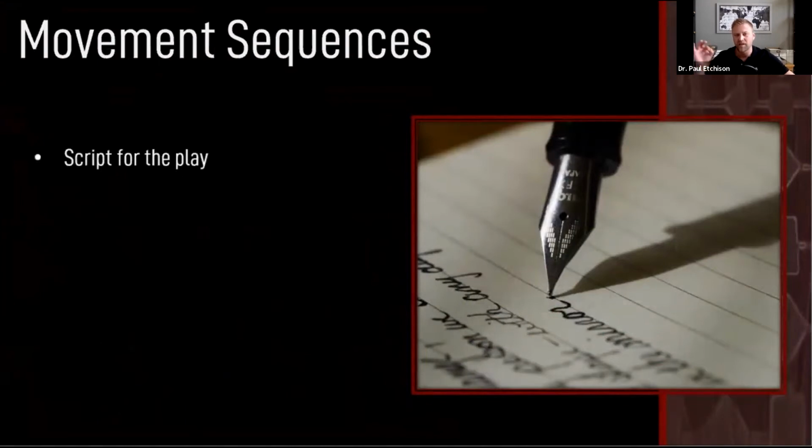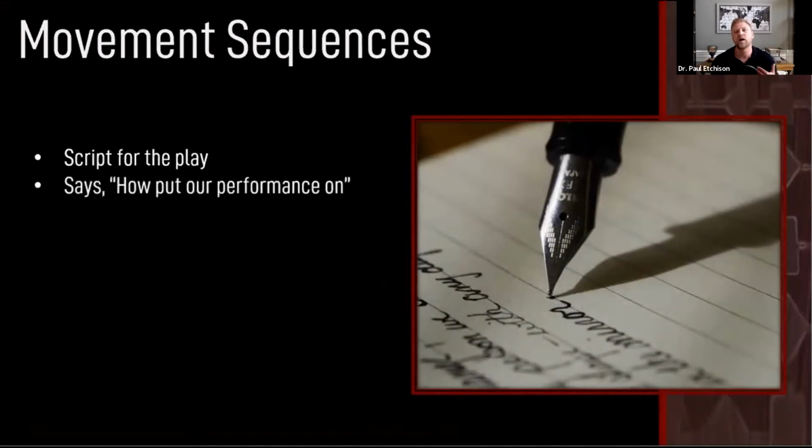Now, I don't want to say script, even though I'm saying it. This is the script for the play, but this is not scripting. This is not telling people exactly what to say. There are general ideas in this document I'm about to show you, but I want each of my team members to make it their own. So this pretty much says, how do we put on our performance?